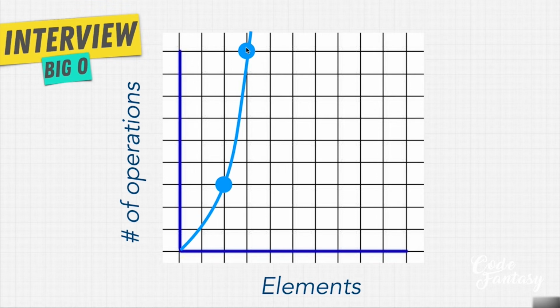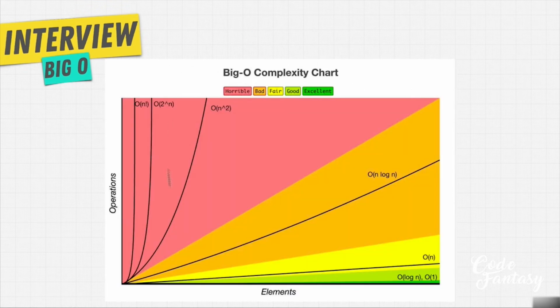If we go back to our big O notation or big O graph, we see that O of n squared, well, it's horrible, as in it's pretty slow. As the number of elements increases, the number of operations increases significantly. And a lot of interview questions are questions that ask you to solve a problem that initially is O of n squared and make it faster by perhaps making it into something that is a bit lower over here. That is bad, fair, good, excellent, but definitely not horrible.